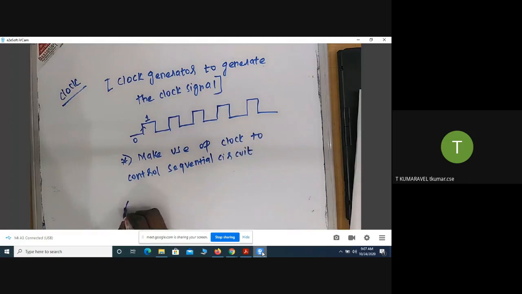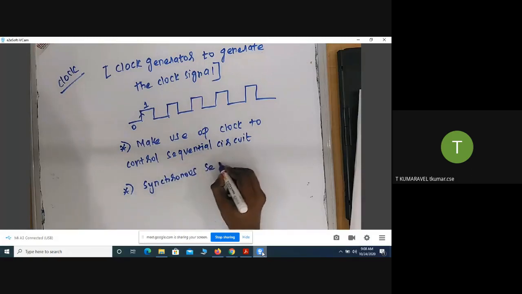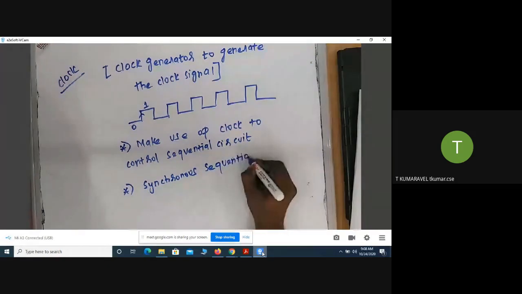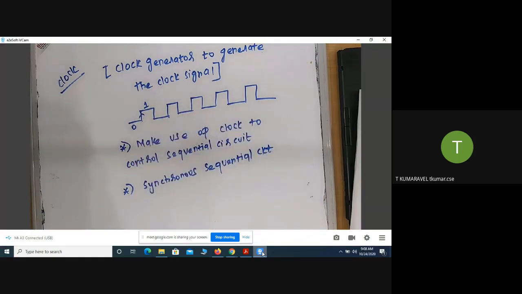Suppose I'm using a clock signal to control the sequential circuit. That circuit people call a synchronous sequential circuit. First, I defined how the clock should appear. This is the way the clock should appear. Who is going to generate the clock? The clock generator, one of the available hardware devices. It will generate the clock signal. So what is the necessity of the clock signal? It will control the sequential circuit.